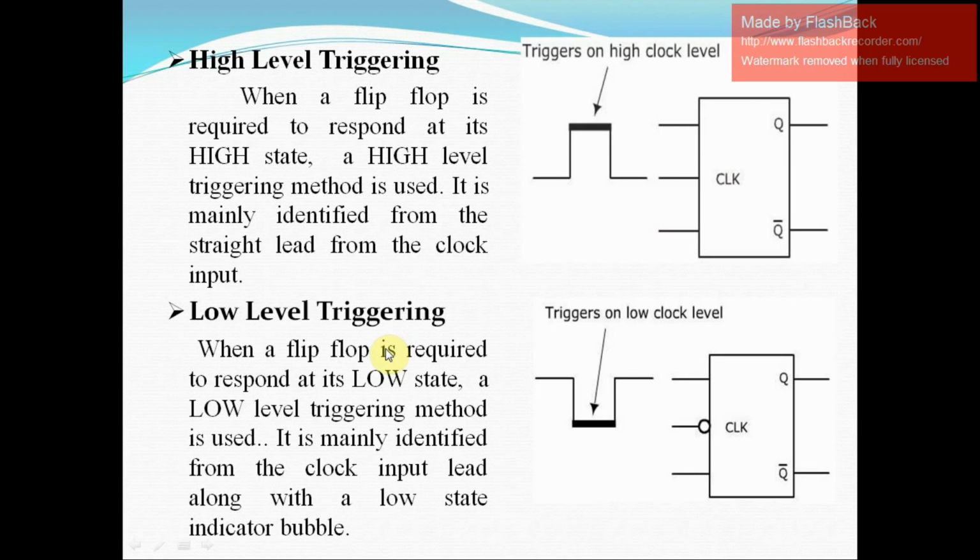Then the other is low level triggering. When a flip-flop is required to respond at a low state, the low level triggering method is used. It is mainly identified by the clock input lead along with the low state indicator. This is the symbolic representation of the clock when it is connected to any flip-flop. Here the bubble represents low level triggering. This is the major difference between high level triggering and low level triggering.